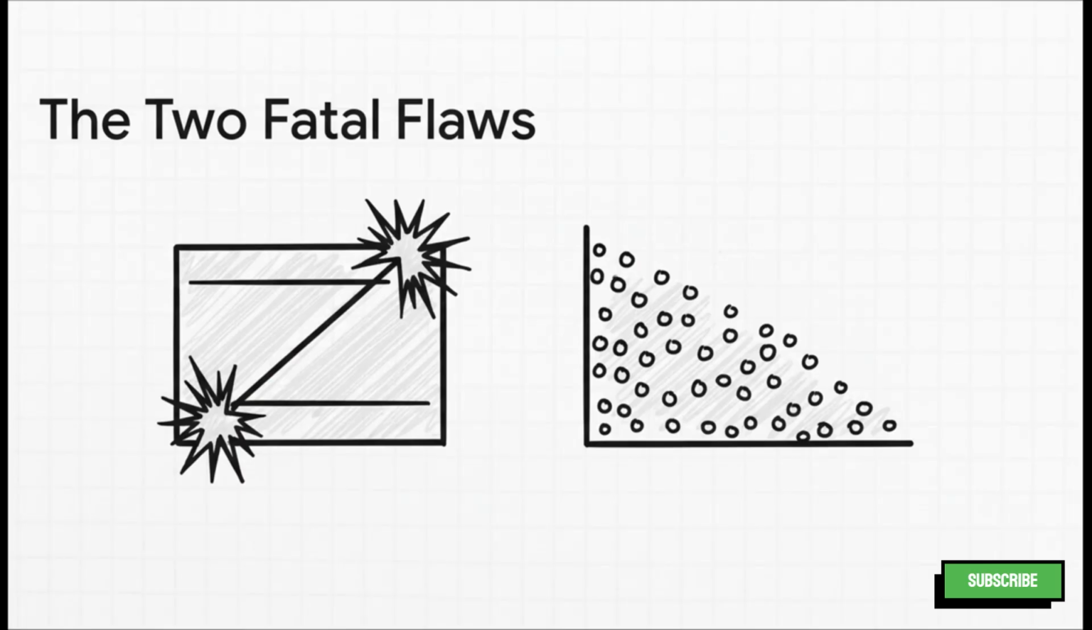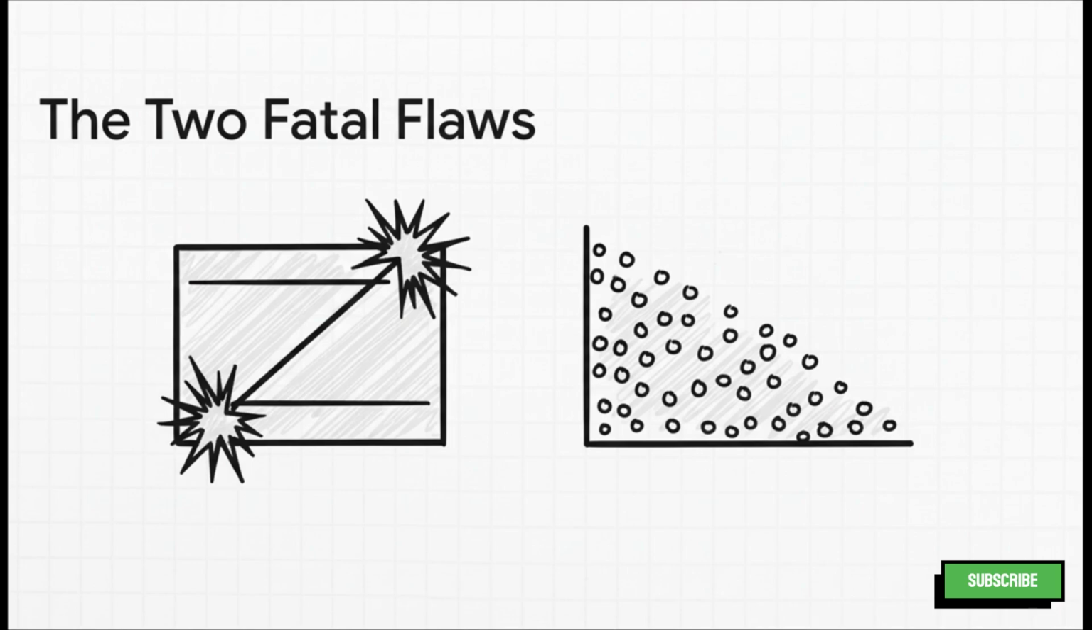So look, it really comes down to this. The LPM has two huge deal-breaking problems. First, as we just saw, it can predict things that make no logical sense. And second, on a more technical level, it messes up a key assumption for regression, a problem with a fancy name, heteroscedasticity.